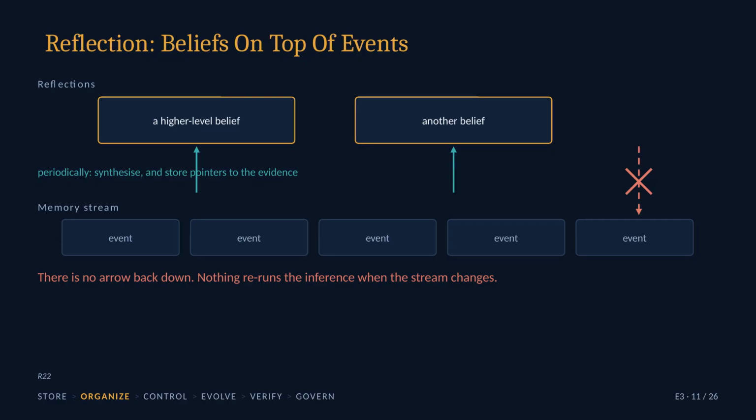A reflection formed on 20 observations is not revisited when the 21st contradicts it, and it is never withdrawn. The evidence link exists, so the belief is traceable. It is simply never rechecked, which is a different property. That distinction between traceable and rechecked is the hinge of the second half of this series.